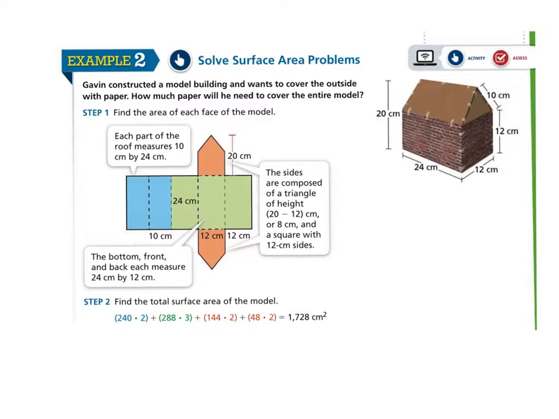Example 2, we're trying to find the surface area of this building. They want to cover the outside of it with paper. How much paper will be needed to cover the entire model? Anytime we're talking about covering something or painting something, or how much material it would take to make this, that's talking about surface area.